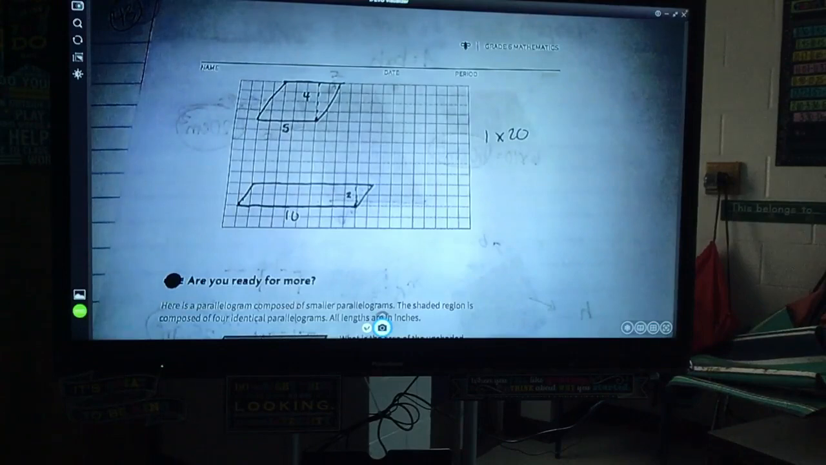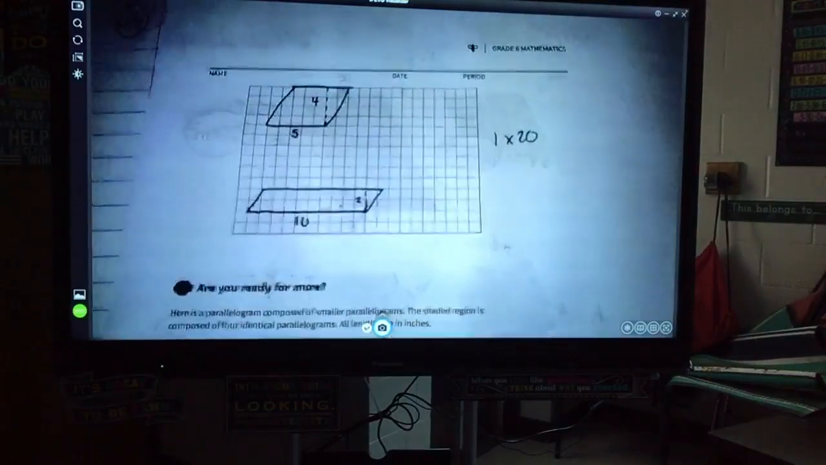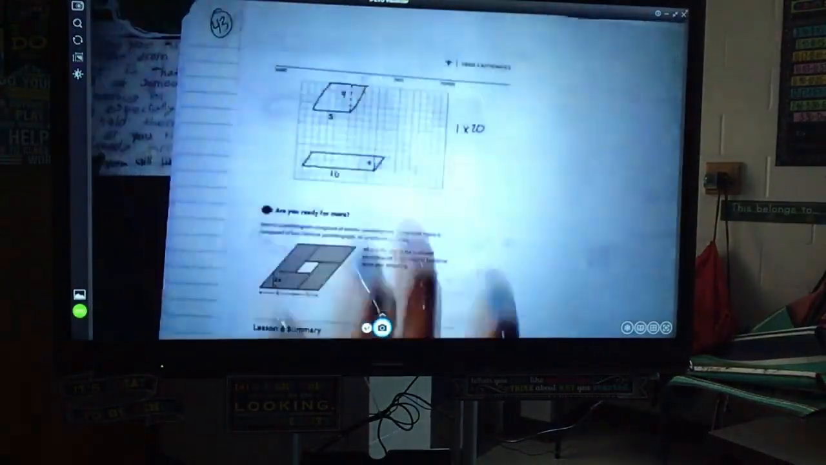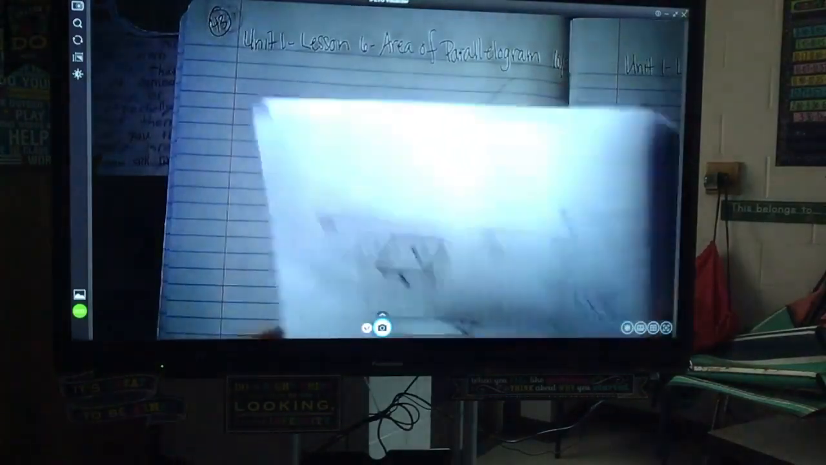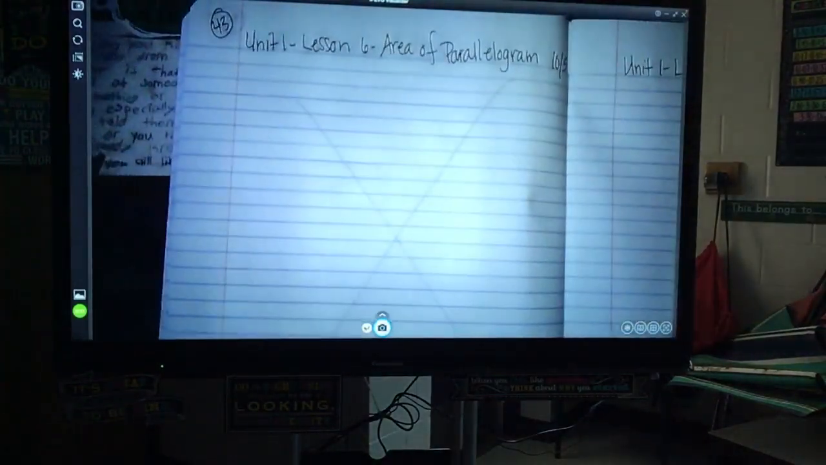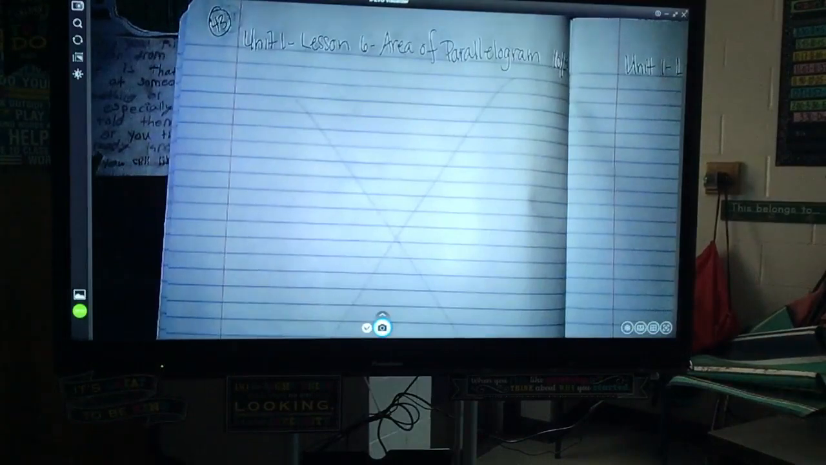What is the formula to find the area of a parallelogram? Haley? Base times height. All right, so do me a favor. Go ahead and take this paper, fold it in half, and glue it down. We do not need to have a conversation. Absolutely not.